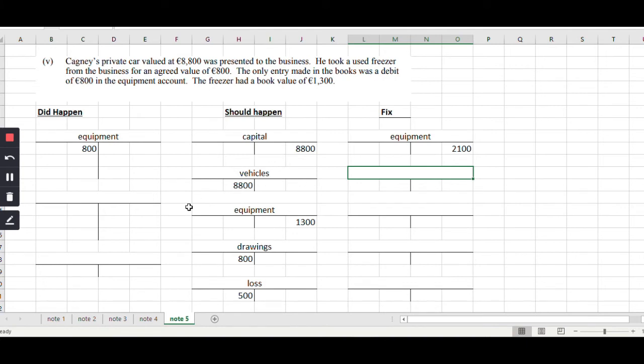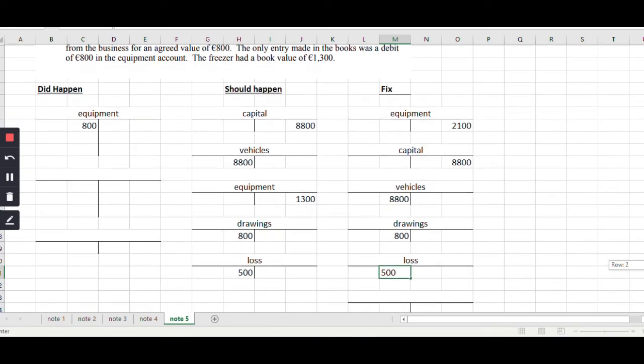Secondly, the rest of these weren't added at all, so we just go down. Capital is going to be 8,800 credited. Vehicles is going to be 8,800 debit. We have dealt with equipment already. Drawings, 800 debit. We have a loss of €500.